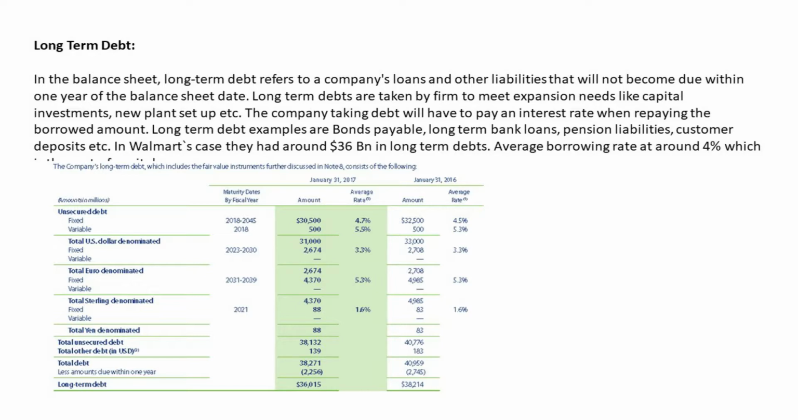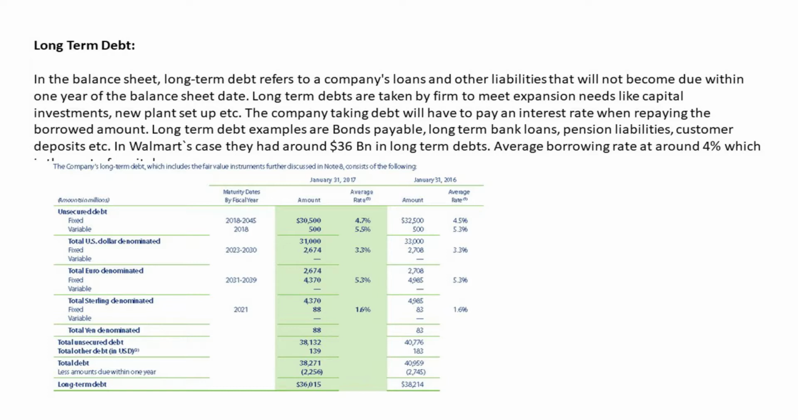And in Walmart's balance sheet, we could see they had around $36 billion of long-term debt, and a company taking debt usually will have to pay an interest rate when repaying the borrowed amount. The long-term debt examples are usually bonds payable, long-term bank loans, pension liabilities, customer deposits, etc.